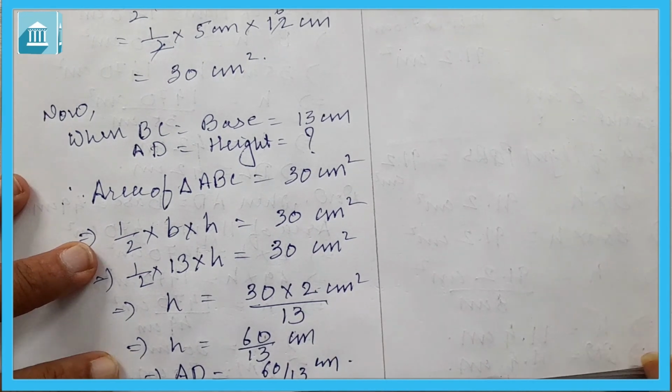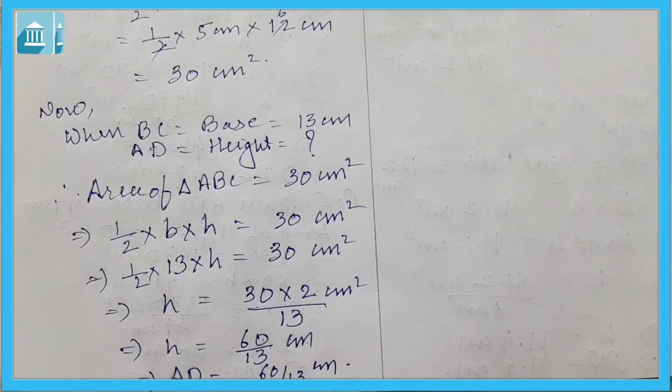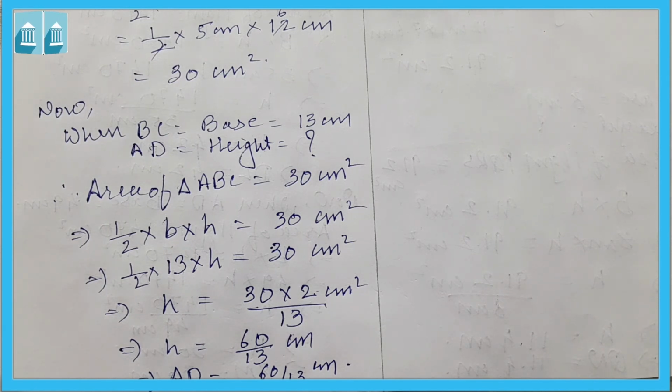Now question number 8 is the same as we had done in question number 7. First we have to find out the area of triangle ABC, and then we need to find out the height. This is the same as question number 7. So here we end our exercise 11.2. This exercise 11.2 you have to do in your fair notebook. Thank you.